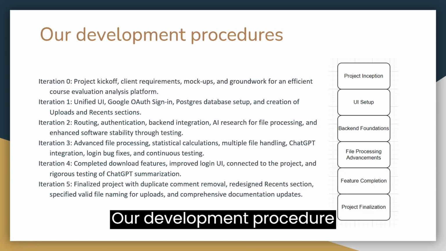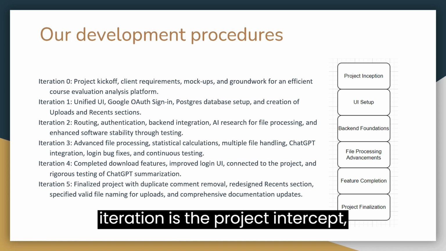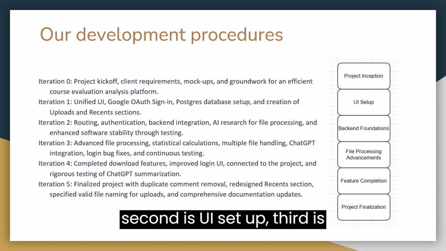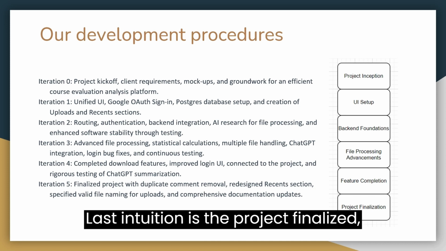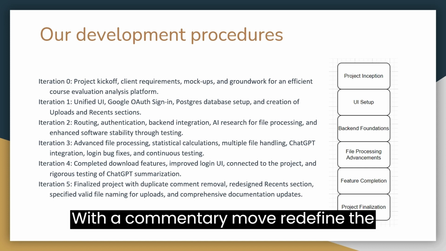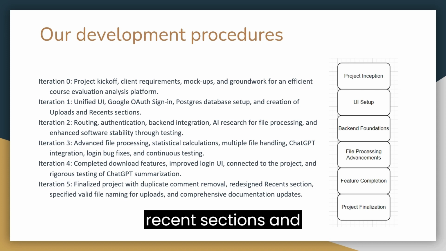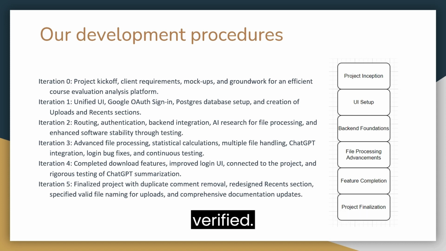Our development procedure includes 6 iterations. First iteration is the project inception. Second is UI setup. Third is the backend foundations. Fourth is the file processing advancement. And fifth is feature completion. And the last iteration is project finalization. So we finalized the project with comment removal, redesigned the recent sections, and with more testing, we verified it.